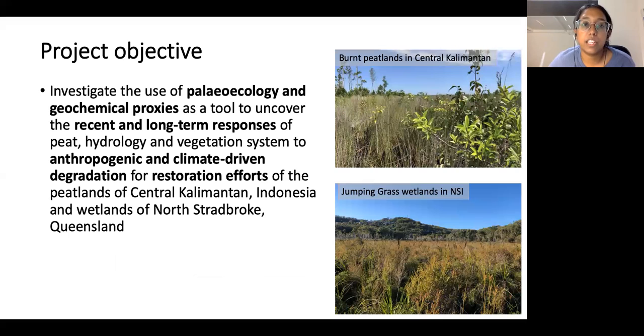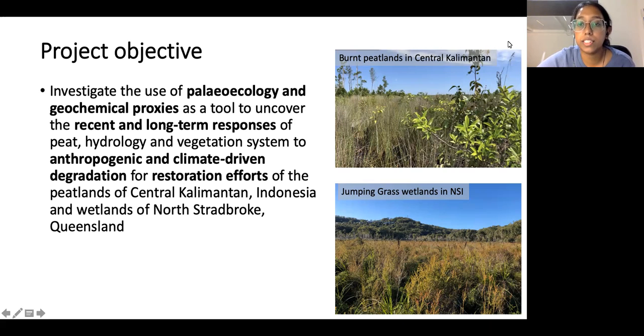So the main project objective is to investigate the use of paleoecology and geochemical proxies as a tool to uncover the recent and long-term responses of peat, hydrology, and vegetation systems to both anthropogenic and climate-driven degradation for restoration purposes. And I have two different study sites. One of them is in Central Kalimantan and the other one is in North Stradbroke Island in Australia.